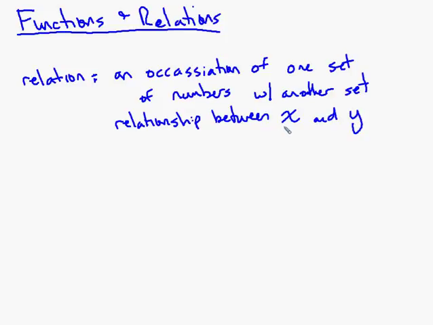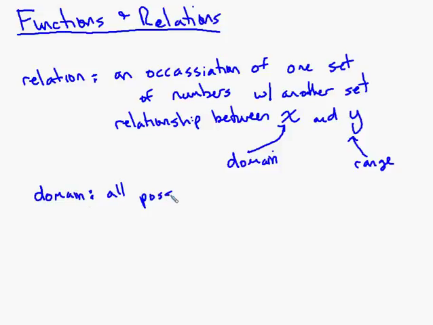And in our case, we're going to give all the x's a specific name. We're going to call them the domain. And all the y's, we're going to call them the range. So let's define that domain. All possible x values. And the range is all the possible y values.